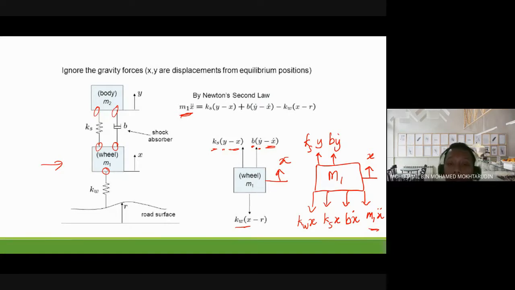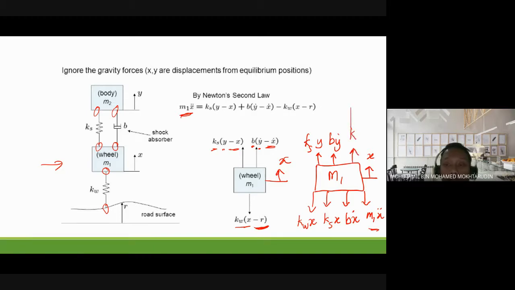Okay, now the only thing not drawn in my figure is the effect of R. So if you look at the spring KW, it is also connected with the surface, the road surface. Maksudnya they connected with other things lah. So we need to apply one more force to consider the effect of road surface. So the force will be acting upward because it is connected with other things, okay?